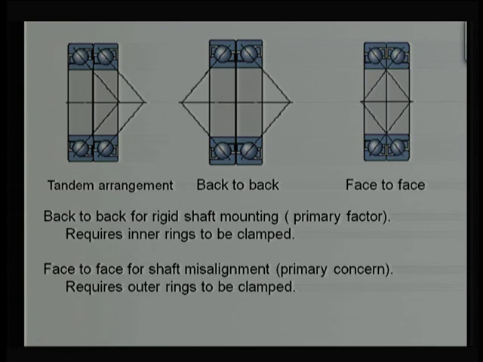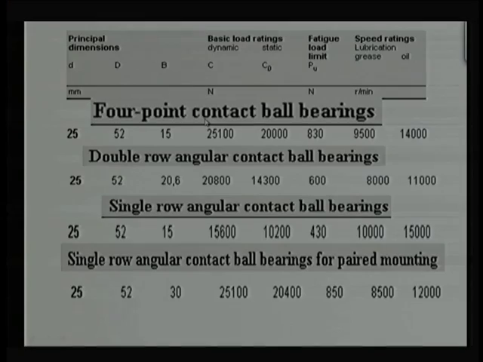This gives an introduction and some description of when two bearings are arranged either in tandem arrangement, that means they are supporting the load in one direction, or in the back-to-back arrangement, or the face-to-face arrangement. If I compare all these bearings, we have the 4-point contact ball bearing, double row angular contact bearing, single row angular contact bearing, and single row angular contact bearing for the pair mounting, the tandem mounting, whatever we showed in the previous slide.